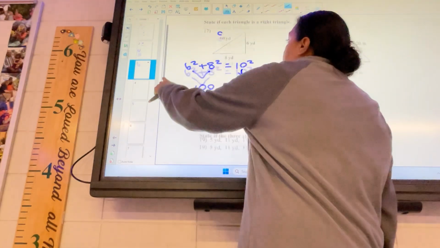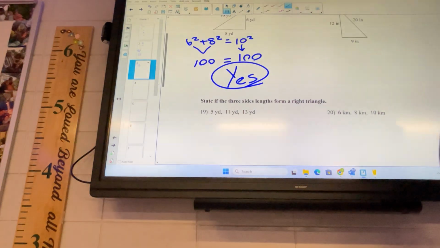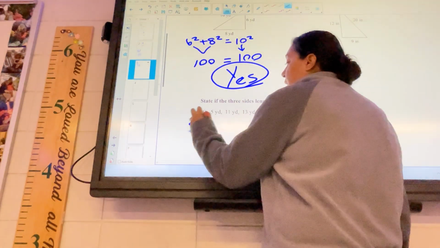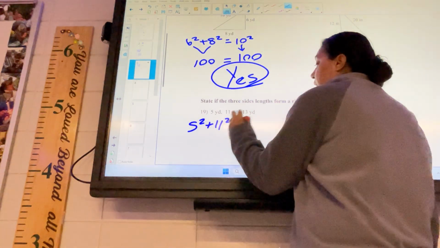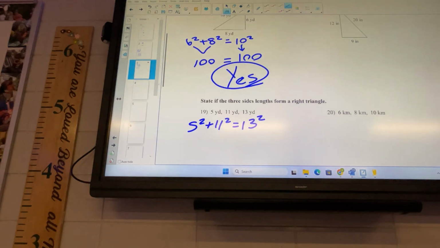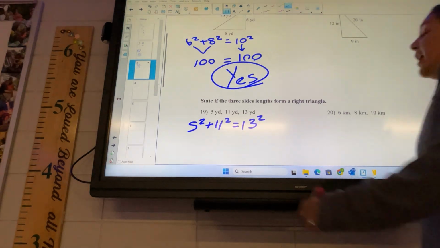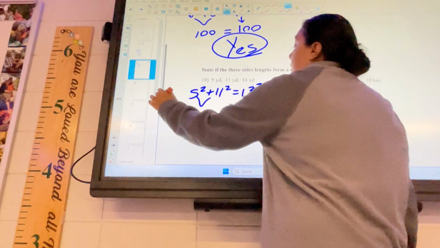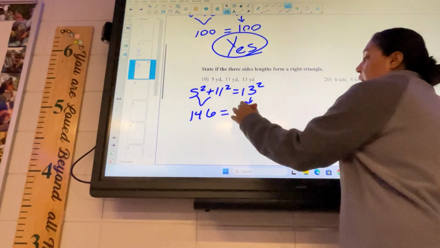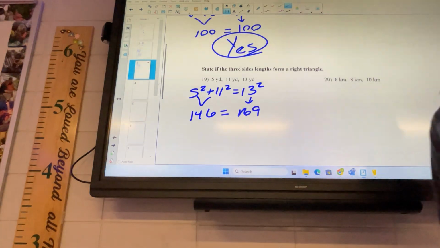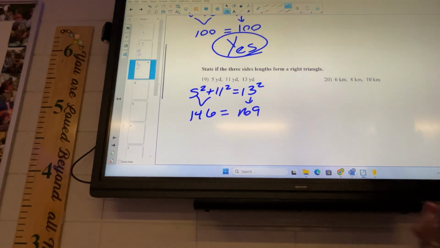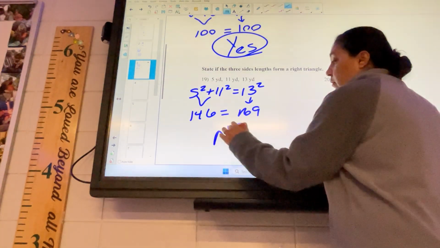Okay, 19, which one is going to be my c? 13, okay, so it's going to look like 5 squared plus 11 squared equals 13 squared. Okay, what is 5 squared plus 11 squared? 146. 13 squared? 169. Okay, does 146 equal 169? No. So what is my answer? No.